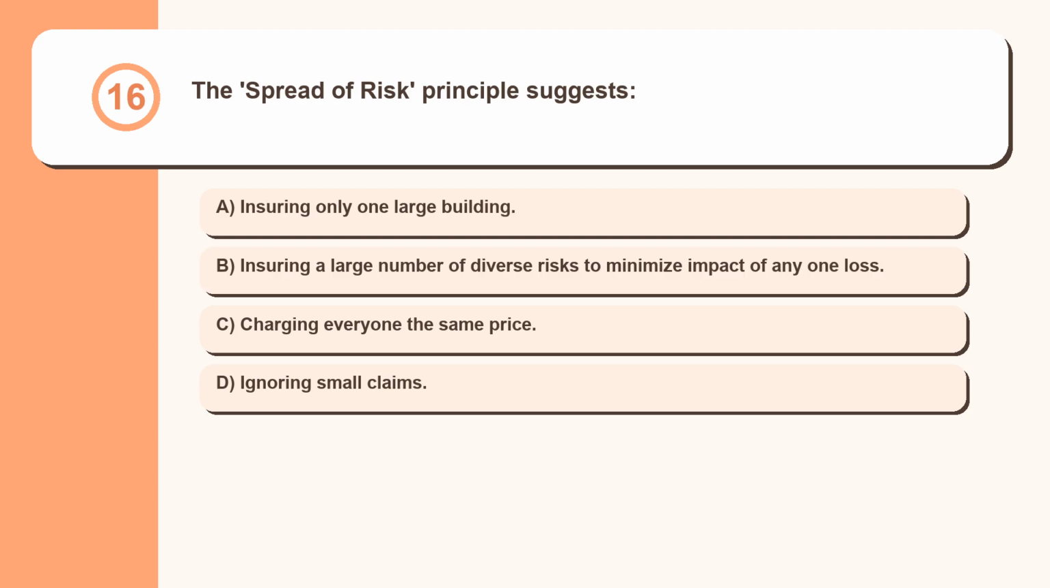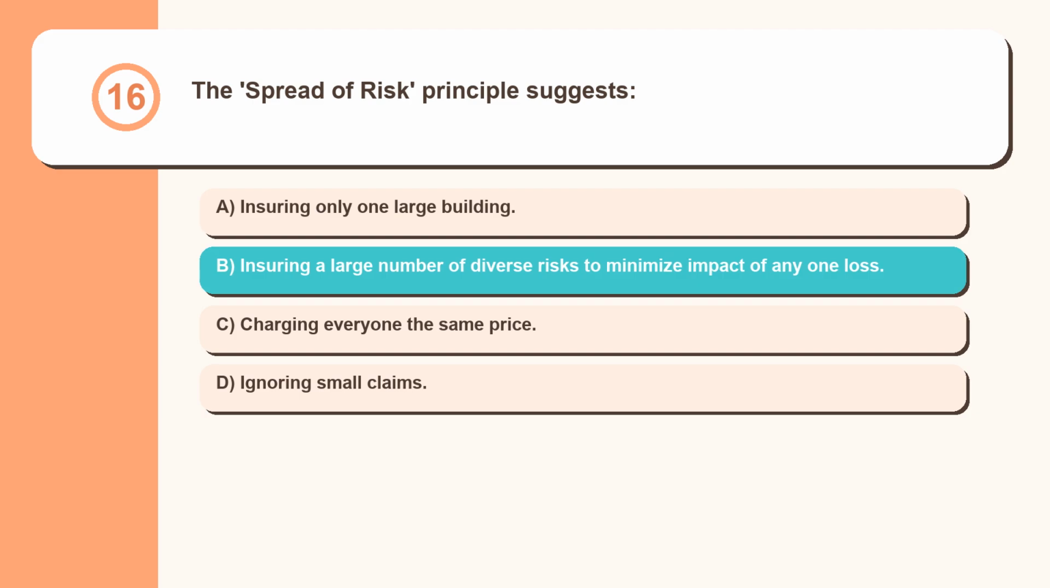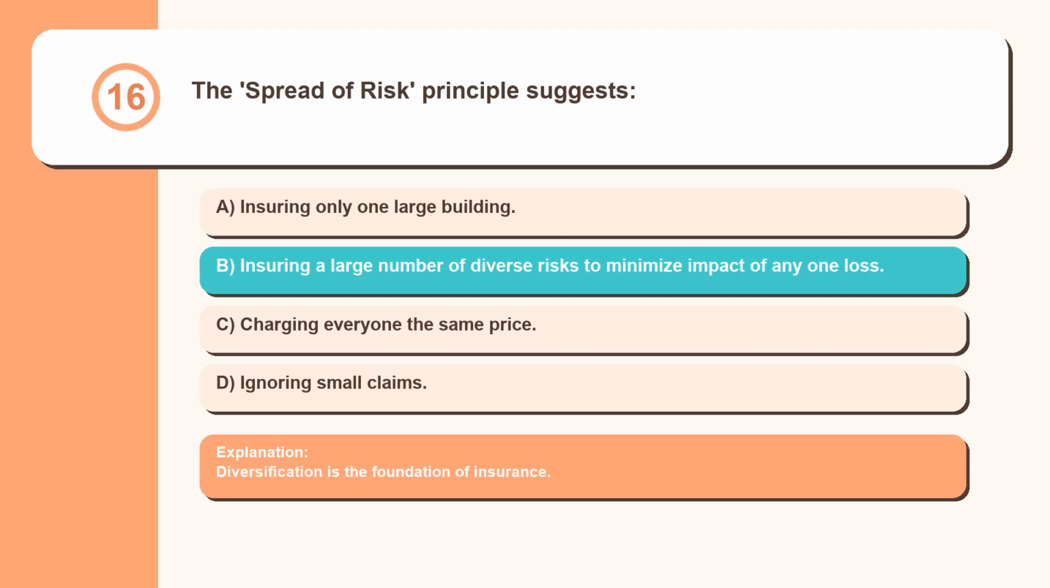Question 16. The spread of risk principle suggests insuring only one large building, insuring a large number of diverse risks to minimize impact of any one loss, charging everyone the same price, ignoring small claims. Diversification is the foundation of insurance.